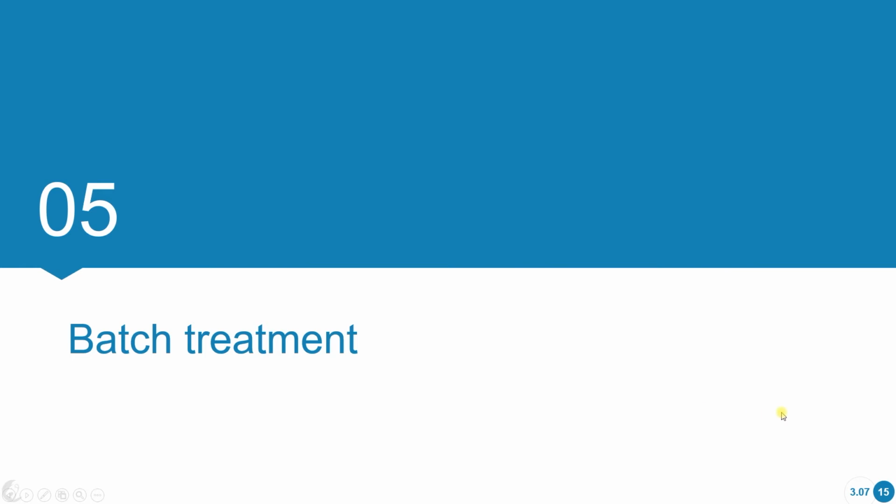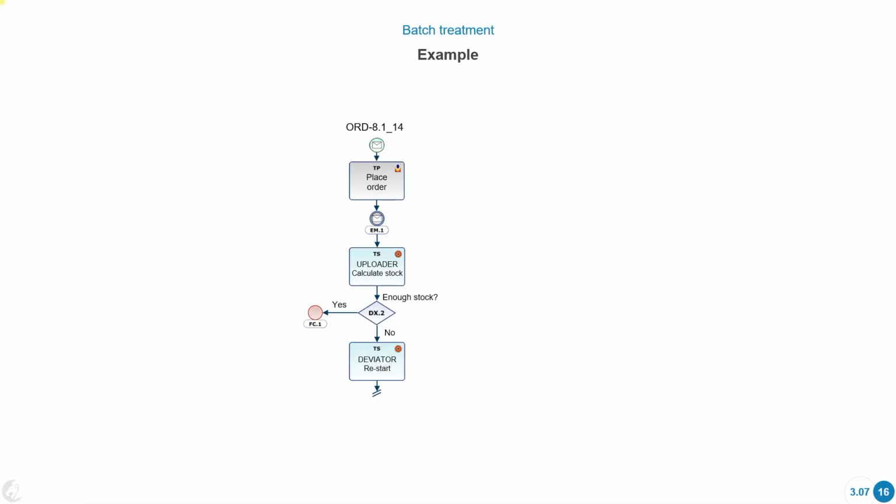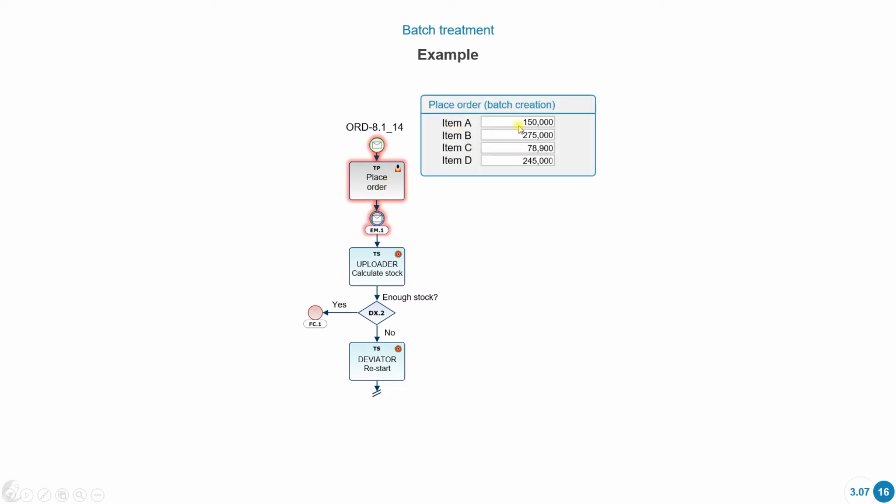Batch treatment. Here we can see an example of a batch treatment. Let's say we have a class of process. We start it, and the first thing we do is place an order. When we place this order, we order a certain amount of items. After that, we wait in this process for sales to be made. So I started the process, I placed the order, and I purchased certain items A, B, C, and D.